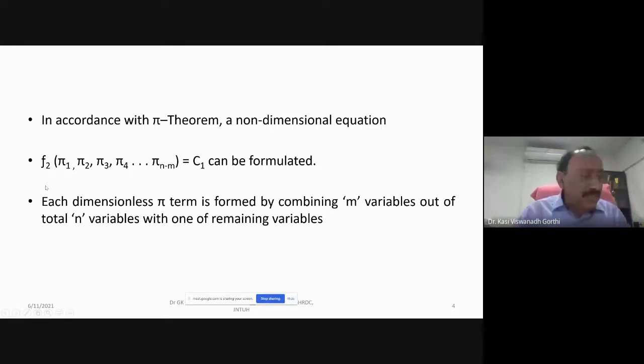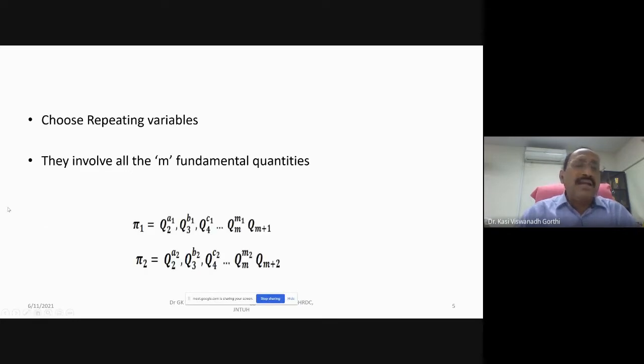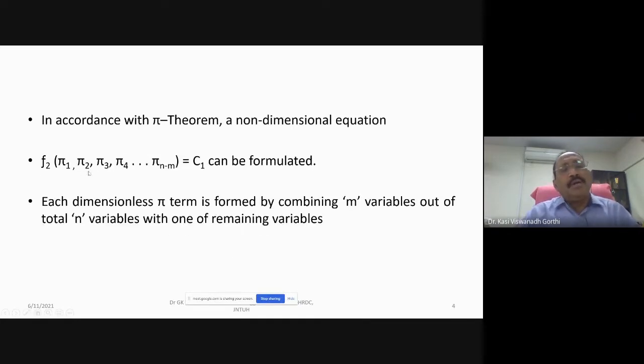Pi2 is another pi term. So, basing on this Buckingham Pi theorem, we can formulate a non-dimensional equation with another function f2 of pi1, comma pi2, comma pi3, comma pi4 up to what? Up to pi n minus m, because you have n number of variables, m fundamental quantities which are being described, and hence n minus m is the number of dimensionless terms. So you can have another function f2 of pi1, pi2, pi3, pi4 and so on up to pi n minus m equal to c1. This can be formulated by making use of the Buckingham statement.